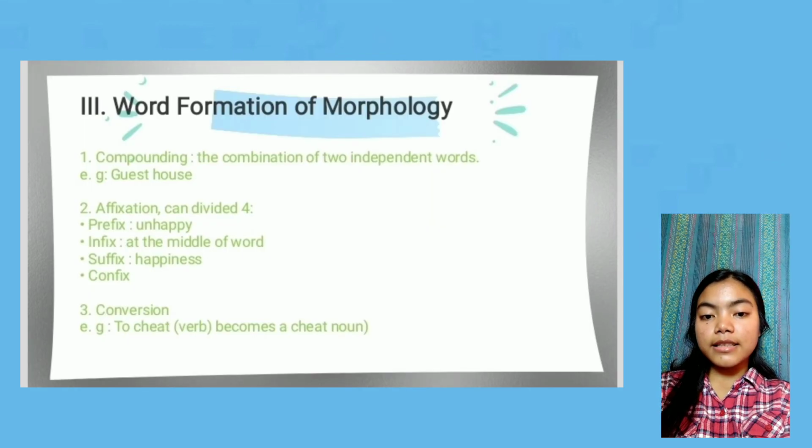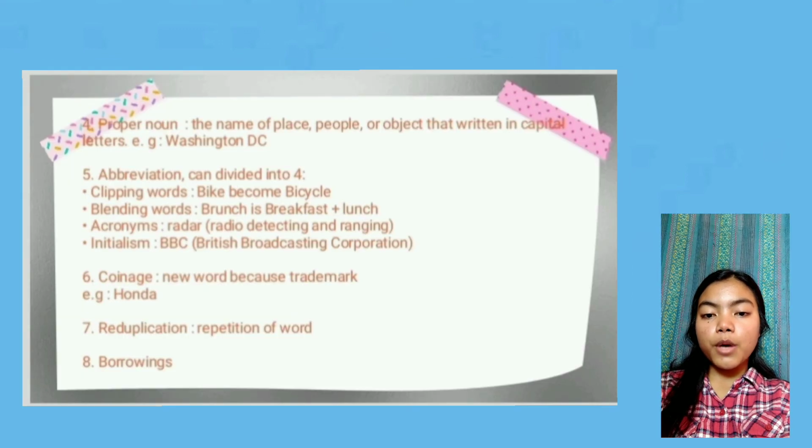And the third, the word formation of morphology. There are many word formations of morphology. That is 1 compounding, 2 affixation, 3 conversion, 4 proper noun, 5 abbreviation, 6 coinage, 7 reduplication, and 8 borrowings.